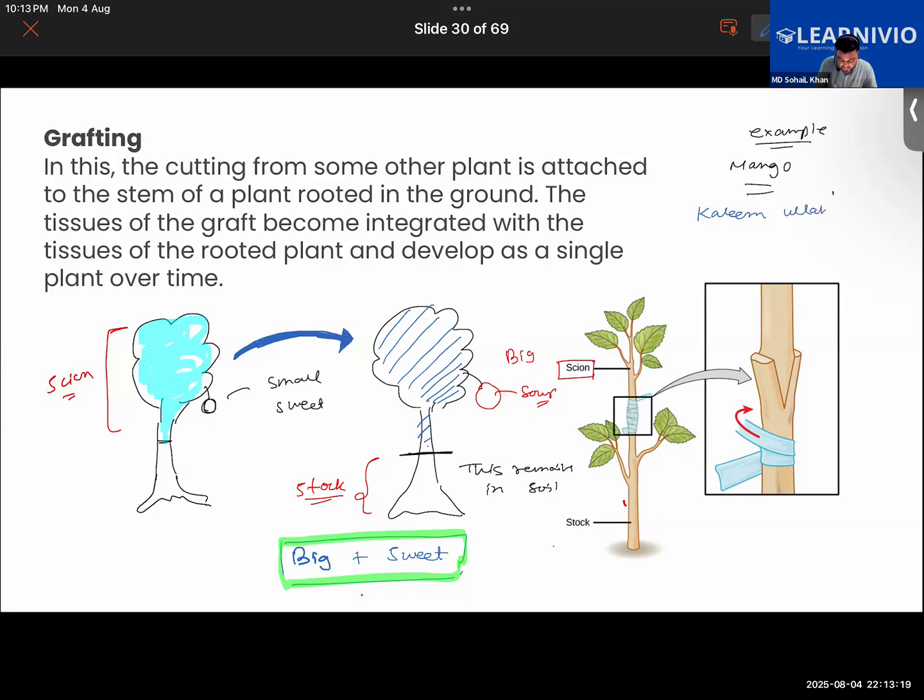This person has grown 300 different varieties of mangoes on a single 120-year-old mango tree, using the method of grafting. Isn't that interesting? How does he able to do that?